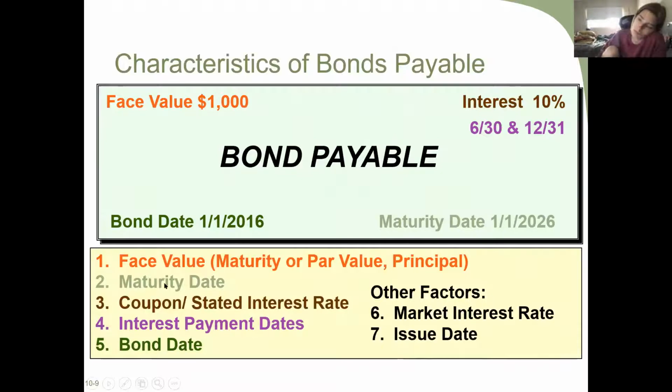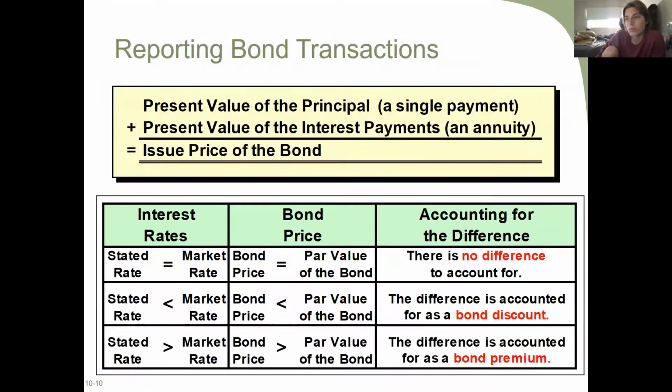The bond has a life. The maturity date is when you pay it back. Coupon rate, what we're paying, and the dates when you pay it. Not on the bond are two other important things, which are the market rate and when the bond was issued. And again, they were going through the relationships here. So we're pretty good now. It should be pretty intuitive, right? That if we're paying more than the market, we're going to get a premium. We understand that relationship, I hope.